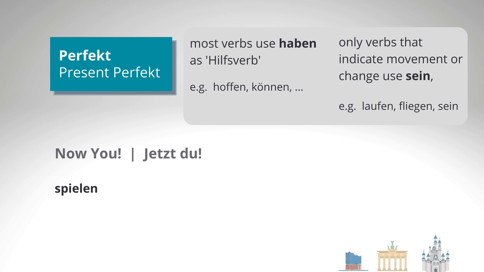The correct answer would be haben. For example, if you want to say I have played, in German this would be Ich habe gespielt. And habe is the first person singular of haben. Spielen is not a verb that indicates movement or change, and that's why we use haben as our Hilfsverb.